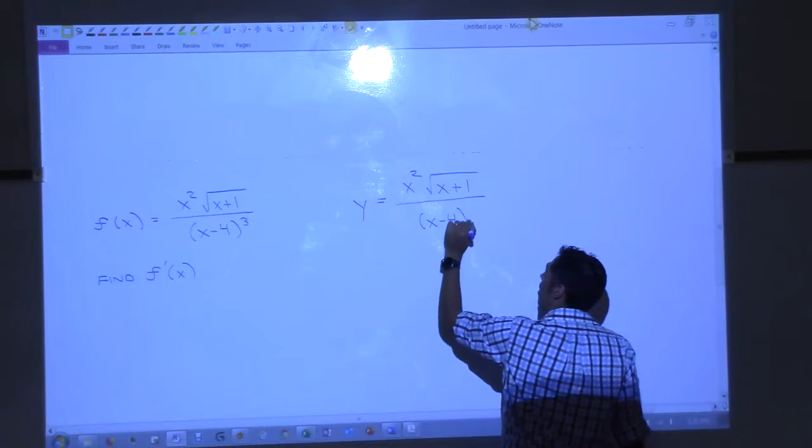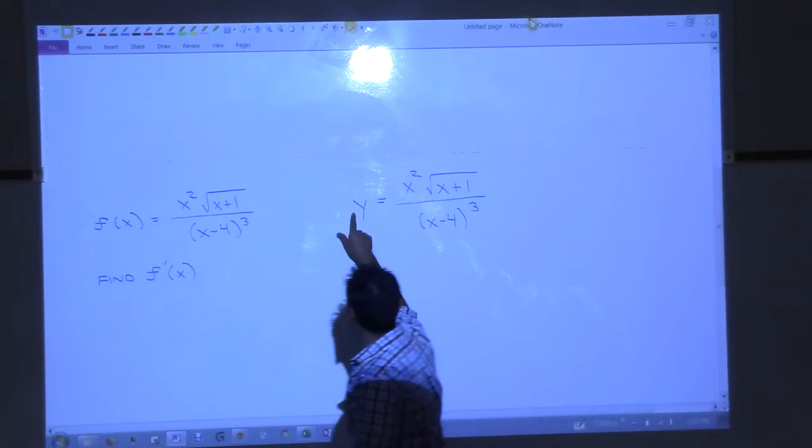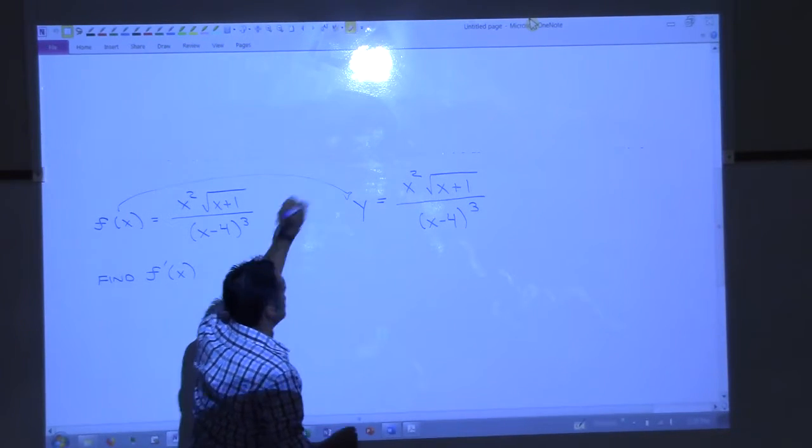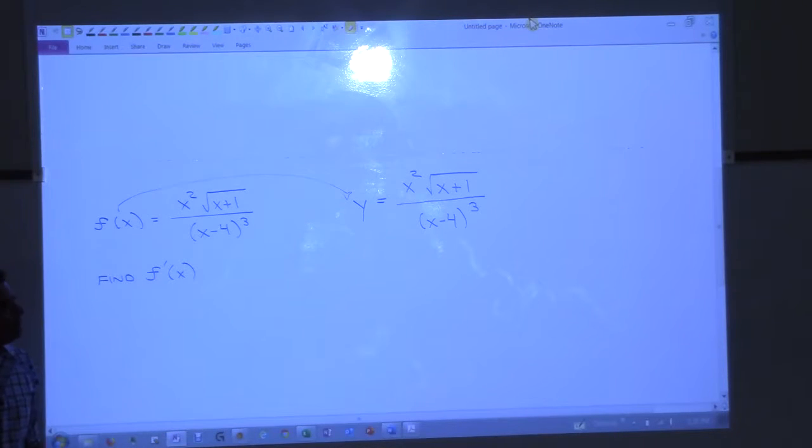Yeah, okay, so before I do that, what I'm going to do is replace f of x with y. I'm just going to call the left side y. That's pretty normal, standard procedure for us. f of x is equal to y. Now at this point, I'm going to take natural log on both sides of the equation.